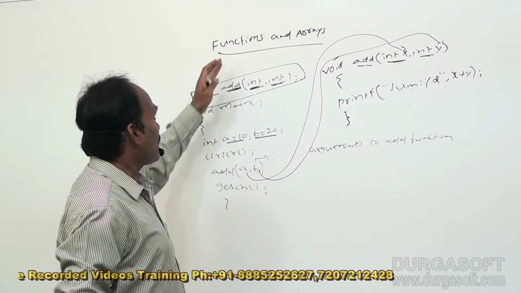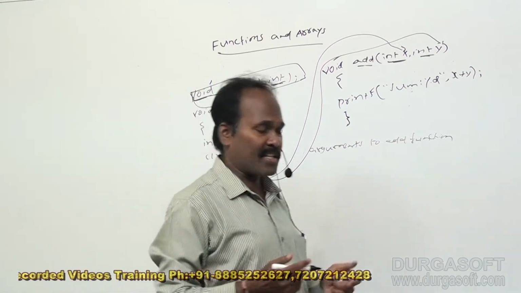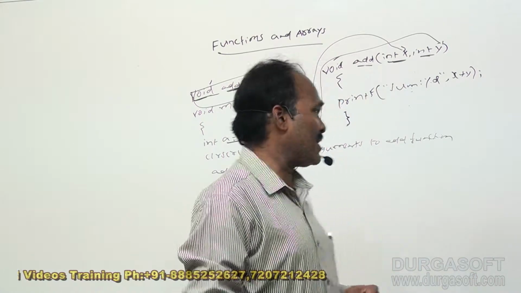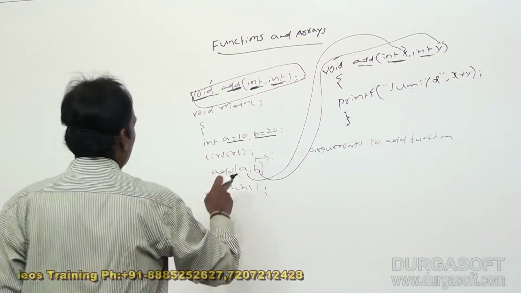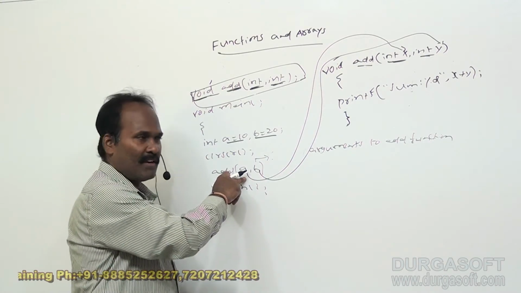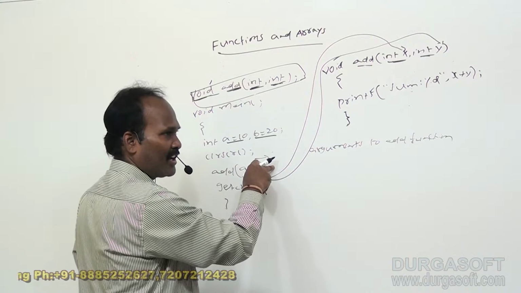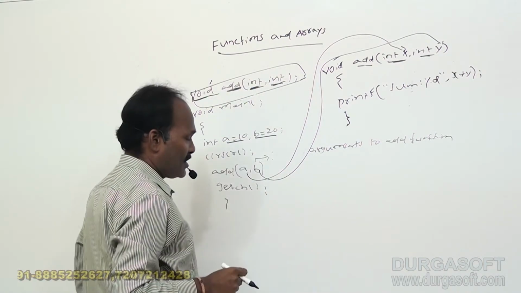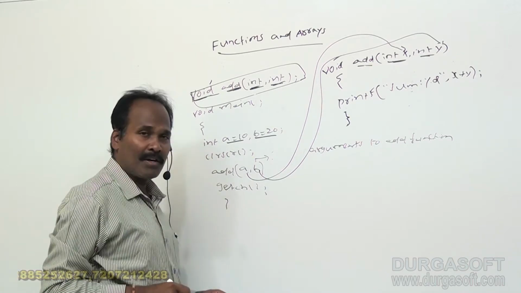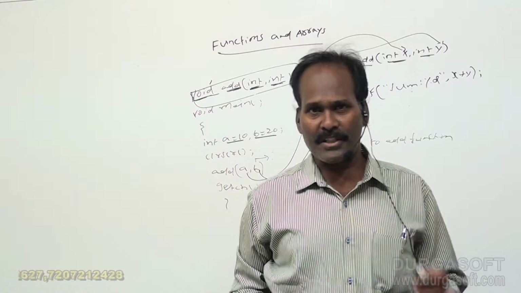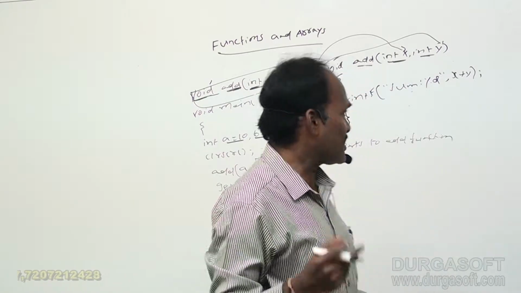Suppose, how can I pass an array? Suppose the array contains 10 elements. In case of 10 elements, I can't say like this: a of 1, a of 2, a of 3, a of 4, up to a of 9. It is a very ugly practice. So how to pass an array to a function? To pass an array to a function, we have to specify the starting address of the array. So what is the starting address?